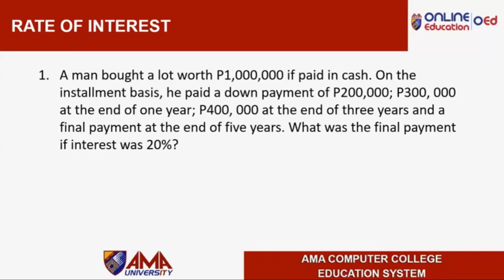Next, a man bought a lot worth 1 million if paid in cash. On the installment basis, he paid a down payment of 200,000, 300,000 at the end of 1 year, 400,000 at the end of 3 years, and the final payment at the end of 5 years. What was the final payment if the interest was 20%?